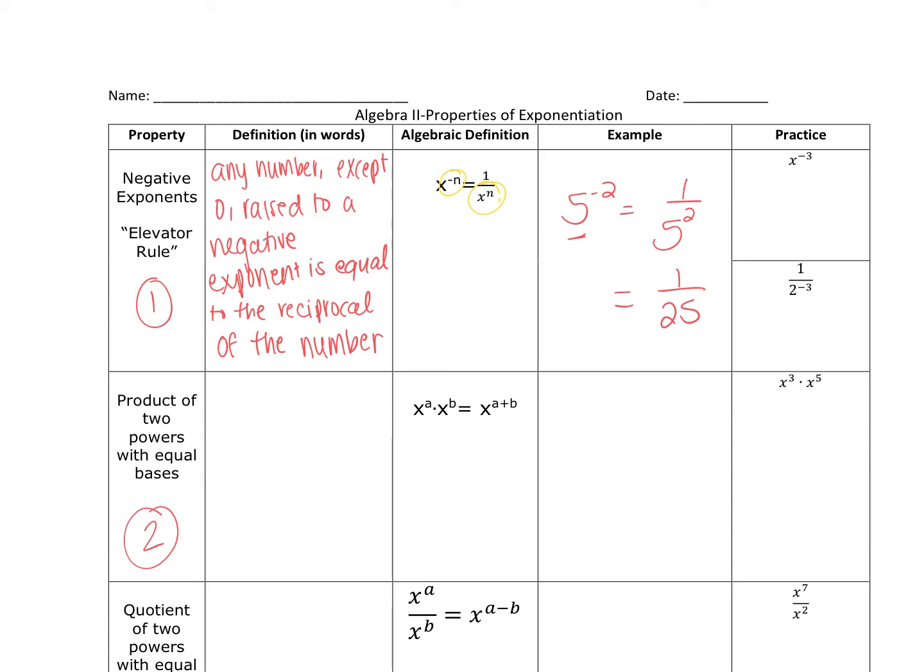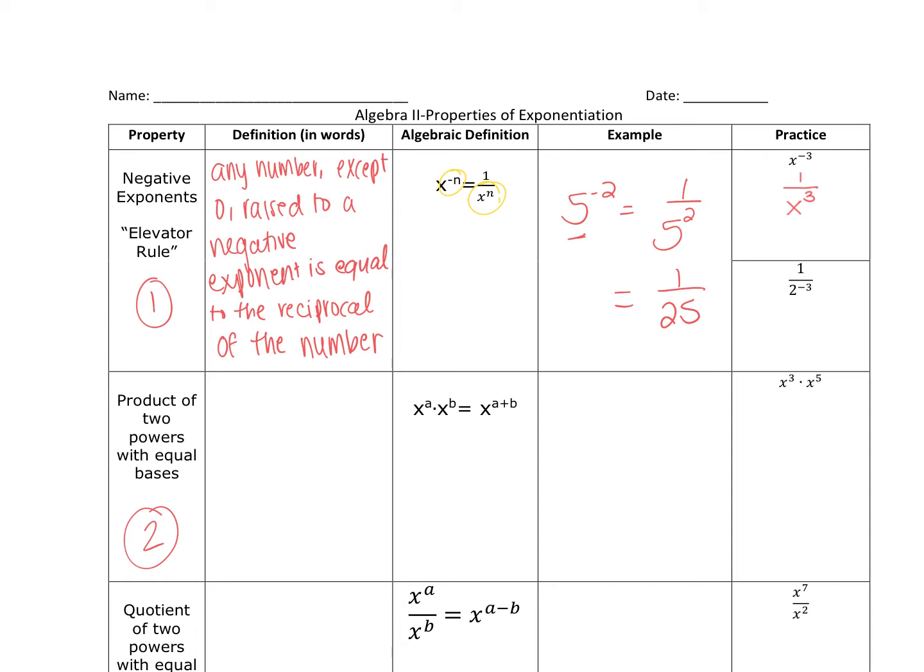All right. Now we have some more practice problems here. We have x to the negative third. So now this becomes 1 over x to the third. So that just becomes the bottom. Noticing we don't want the negative. So this is what the property does, it just drops the negative.